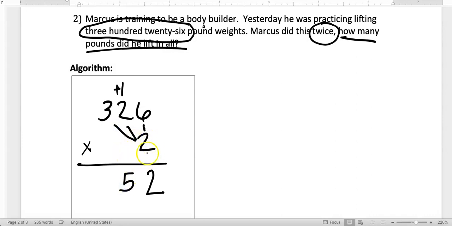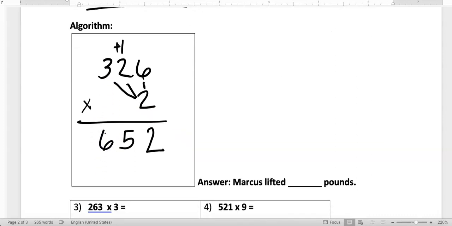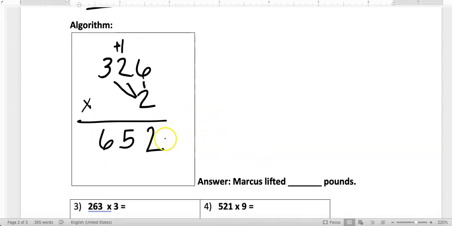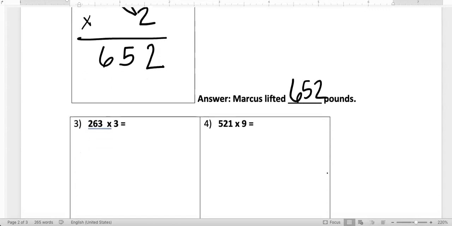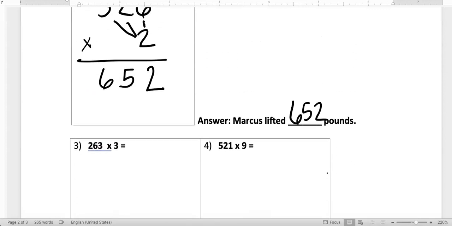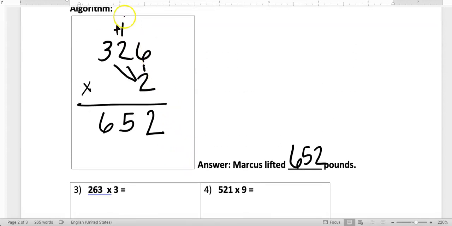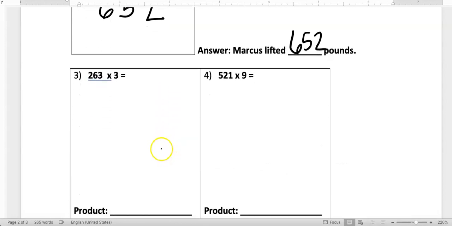Continuing to the hundreds place. 2 times 3 is 6. Marcus lifted 652 pounds. Continuing on. Notice that my regrouping is very simple. The only thing, once you regroup that extra 10 or that extra 100, remember you don't multiply that extra, you just add that extra.